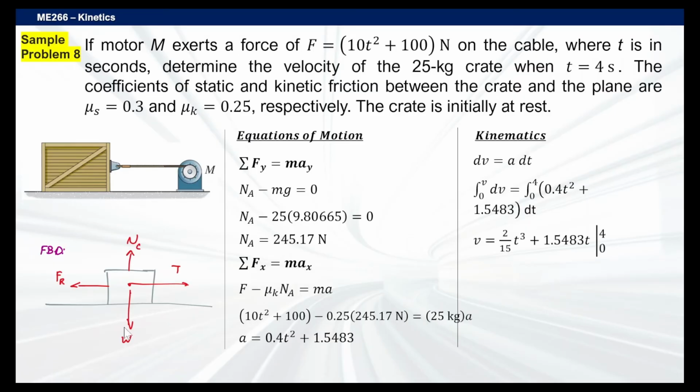So that will be 2 over 15 t cubed plus 1.483 t. Yeah, that's pretty much it. And then substituting the 4 for the t, we'll have 14.7 meters per second.